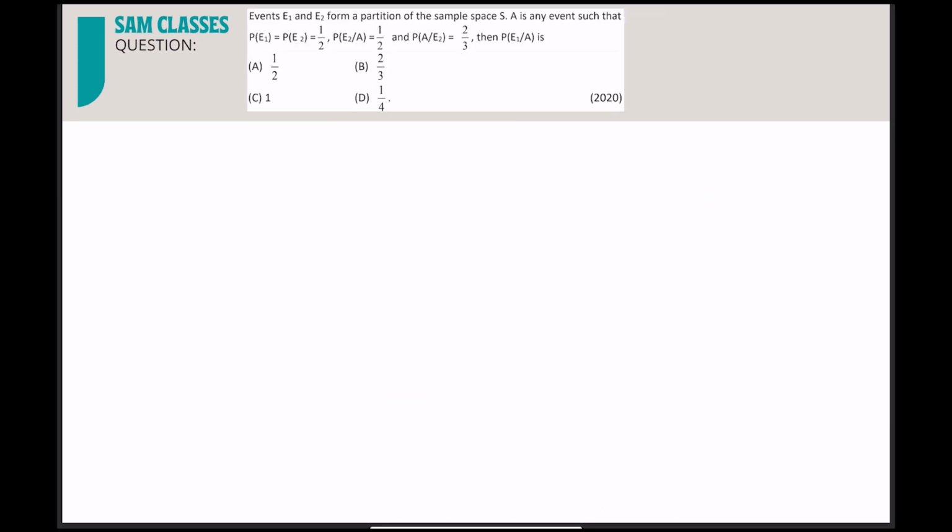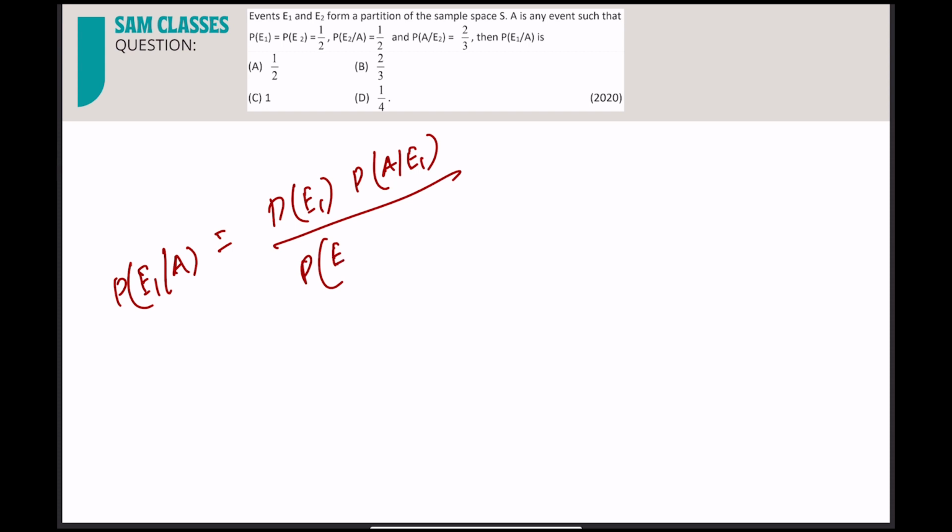Now let's see this question. What they've given: events E1 and E2 form a partition of sample space. A is an event such that probability of E1 is equal to probability of E2 is equal to half. Okay, both they have given same, and E2 by A they have given, and A by E2 is given. So if I use this formula, probability of E1 by A is equal to what? P(E1) into P(A by E1), correct, divided by total: P(E1) into P(A by E1) plus P(E2) into P(A by E2).